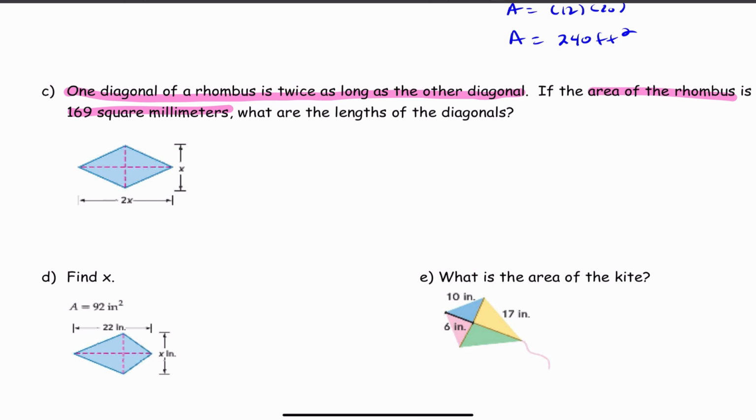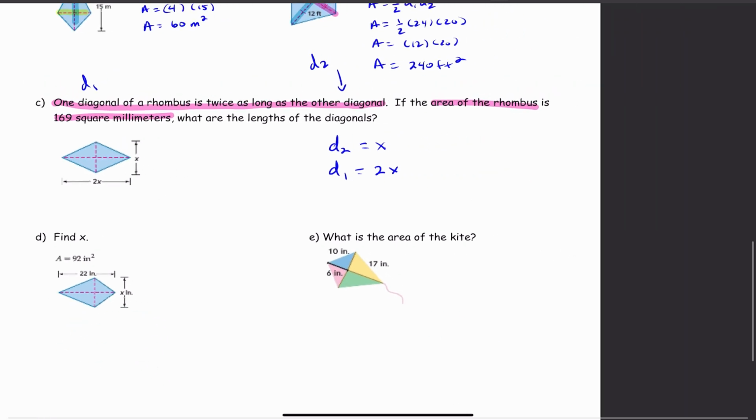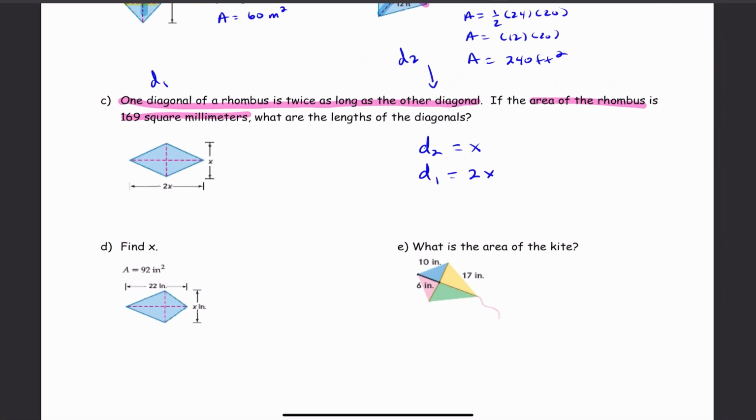Absolutely not. So I'm going to call this diagonal here diagonal 1, and this other diagonal, diagonal 2. Okay, so diagonal 2 is our unknown. We don't even know what that is. So I'm going to call it x. And then diagonal 1 over here, since it's twice as long as the other diagonal, that's basically saying 2x. Okay, so let's go ahead and figure out the lengths of the diagonals. We have to work backwards here.